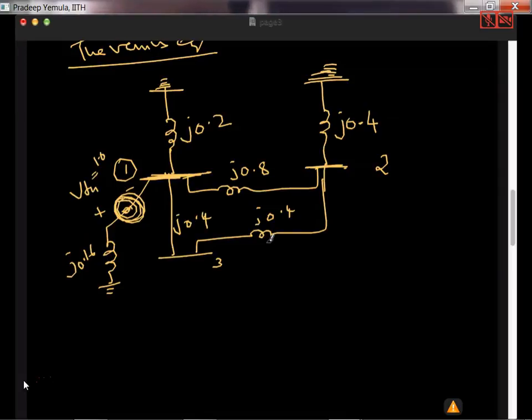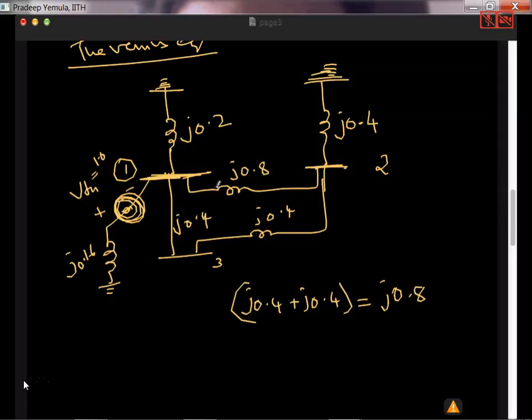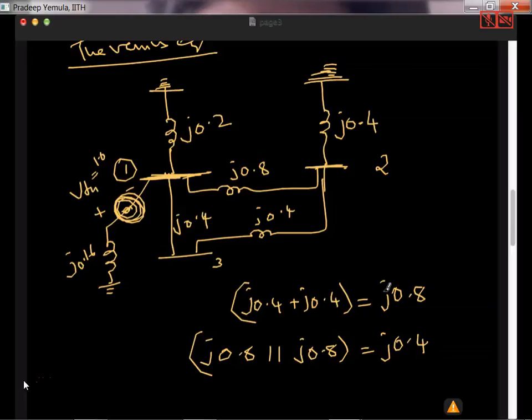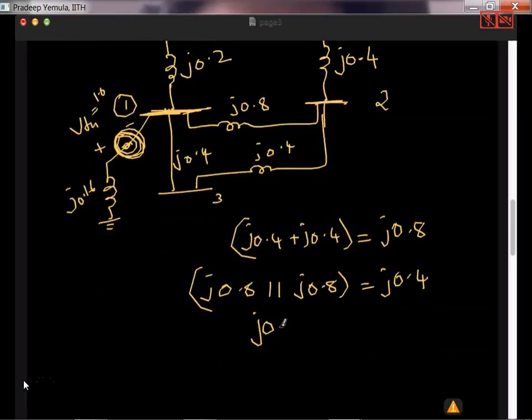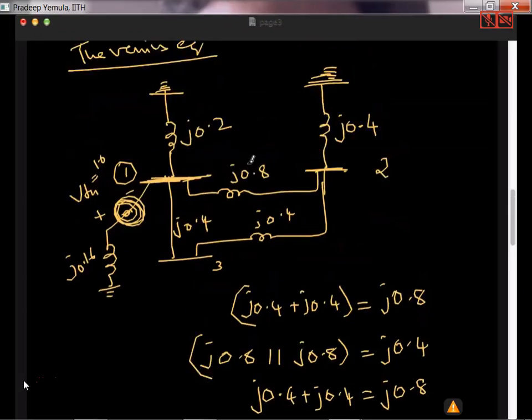Now for this circuit I want to find the current. Now you notice these two are in series. So I get the circuit to be, these two are in series. So j0.4 plus j0.4, so this is j0.8. That part is in parallel with j0.8. So j0.8 parallel with j0.8, then the equivalent will be j0.4. The j0.4 is again in series with j0.4. So what I'll get? j0.4 plus j0.4, so I'll get j0.8.